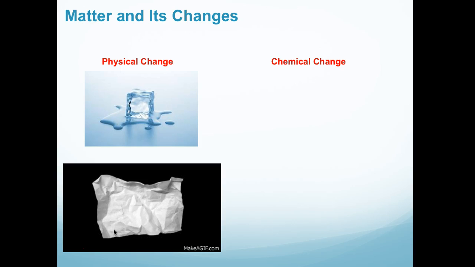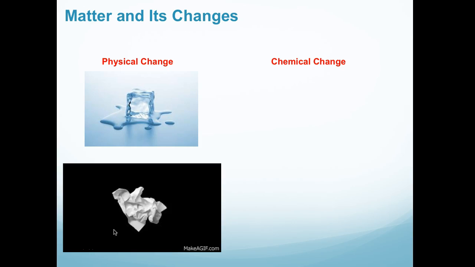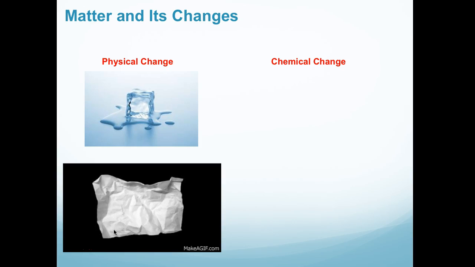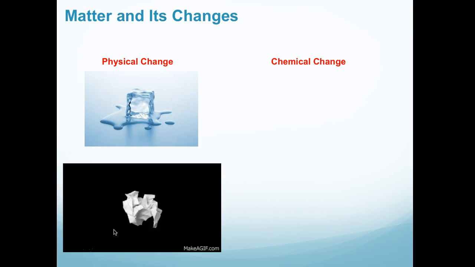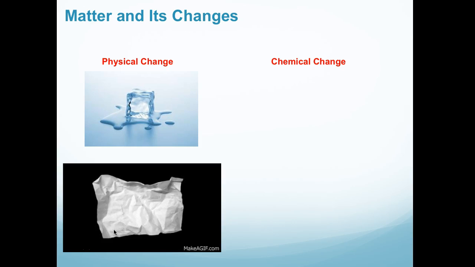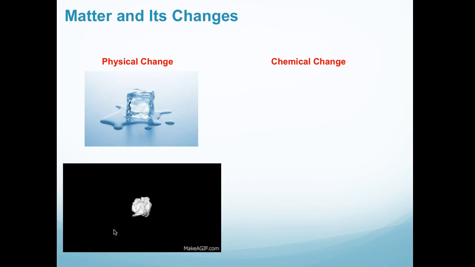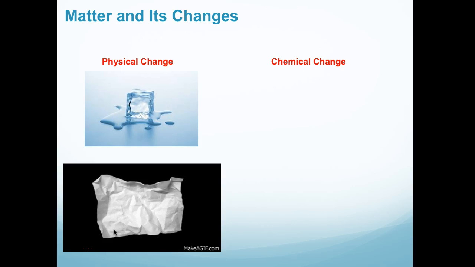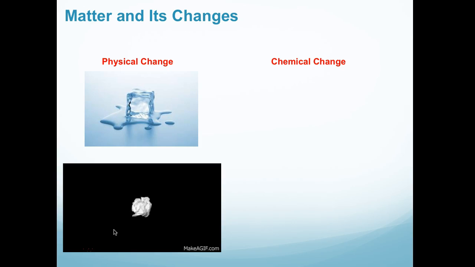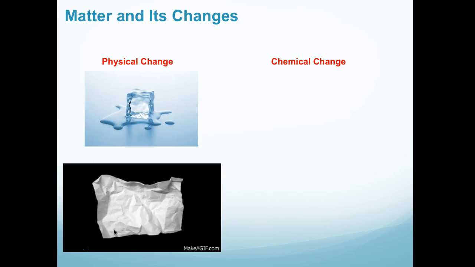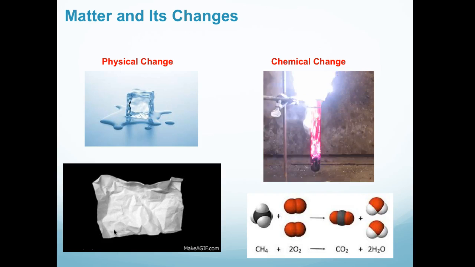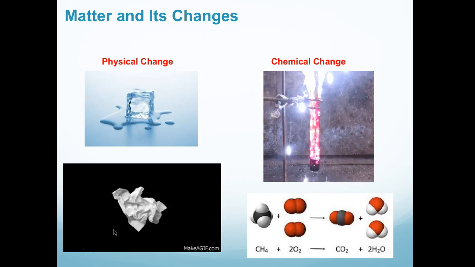The key here is that whatever the substance starts as, it also ends. So even though we have the cube, it's H2O molecules, and then once we melt it into liquid water, it's still going to be H2O. So even though what it looks like changed, the actual substance itself is not changing. Same thing for the piece of paper. Even when we crumple it up, its chemical makeup is exactly the same, and that's why it's called a physical change.